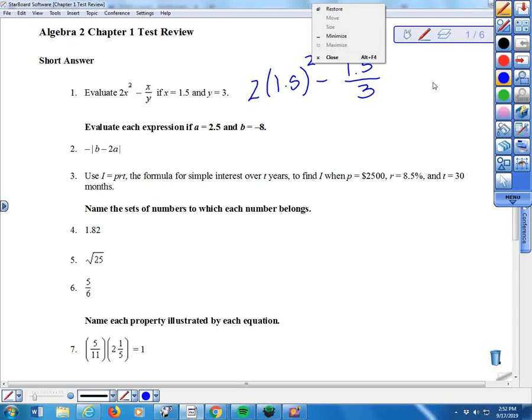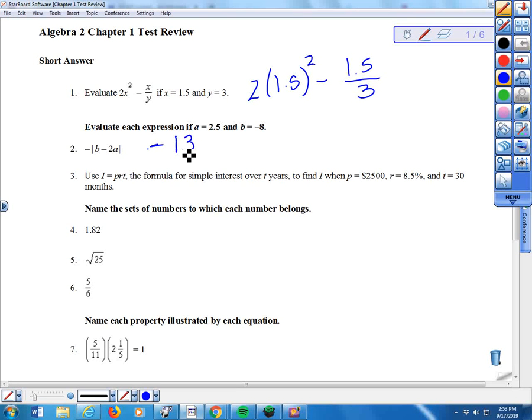Number 2, same thing. We're going to put in 2.5 for A, negative 8 for B. So 2 times 2.5 is 5. Negative 8 minus 5 is negative 13. And the absolute value of negative 13 is positive 13. Then I multiply it by the negative 1 on the outside, and it becomes negative 13. That's the answer here.